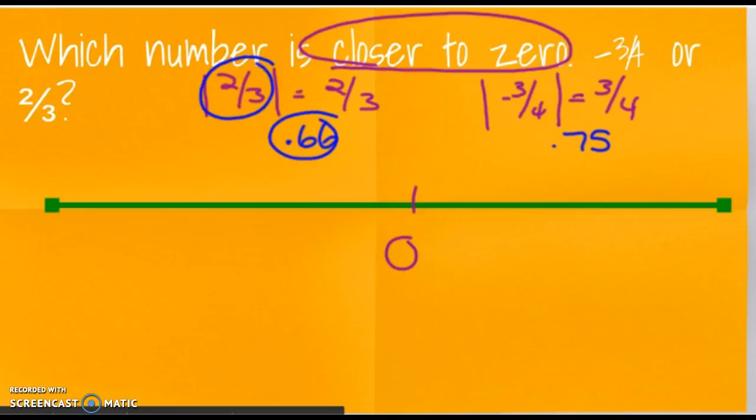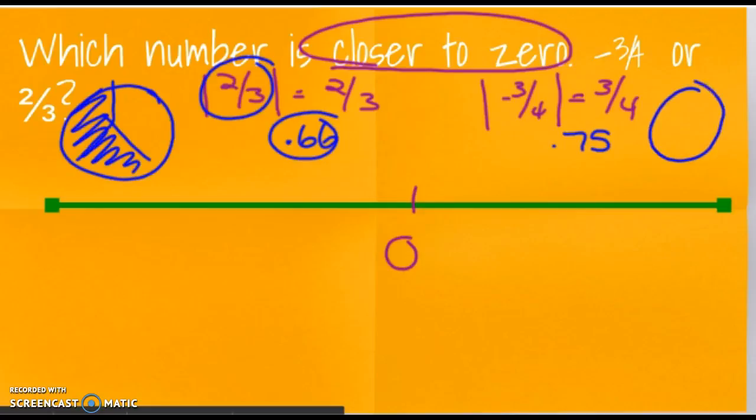Another way to do it is to draw yourself a picture. So if I have a circle and divide it into 3, and if I color it into those, versus if I have a circle cut into 4s and color all those, you should be able to see that you have more left in this one over here. Therefore, that 2/3 is closer to 0 because it is smaller.